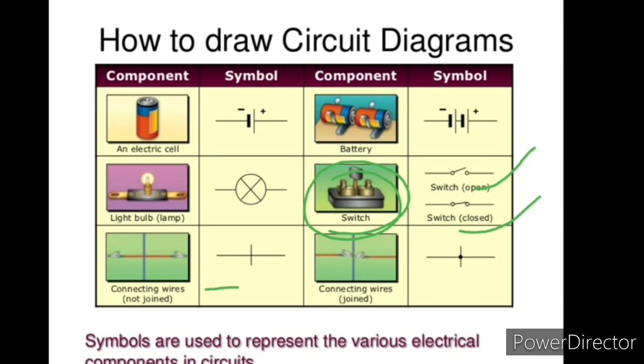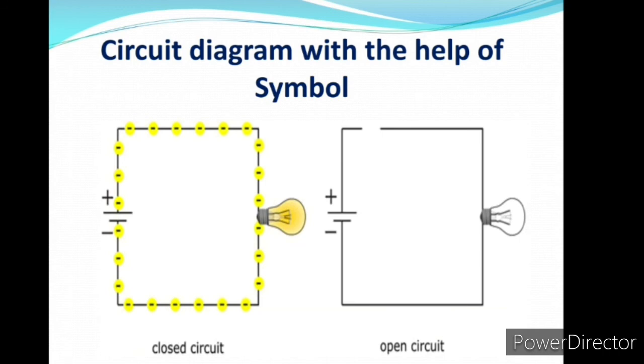Then this symbol shows the connecting wire, and this symbol shows the connecting wire with joints. Circuit diagram with the help of symbols. These are the circuit diagrams for open circuit and closed circuit.